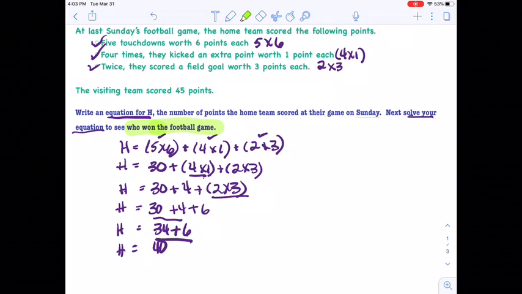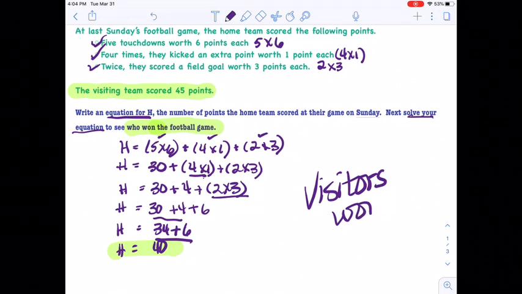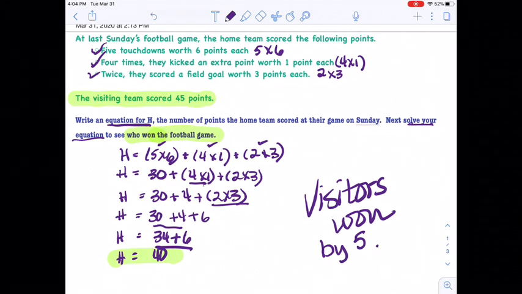I'm asked, who won the game? Well, the visiting team scored 45 points and the home team scored 40 points. So who won the game? The visitors won. By how much? Well, that would be easy to figure out. How could you figure out how much the visiting team won by? Well, you would just subtract 45 points that the visiting team scored minus 40 points that the home team scored. That means the visitors won by 5. I bet the home team was not happy about that.